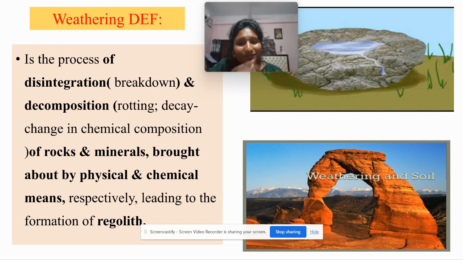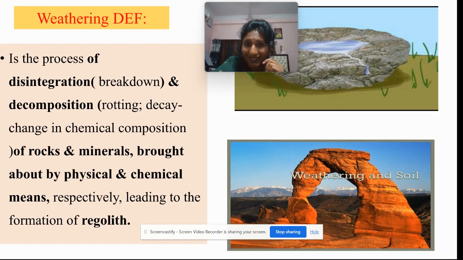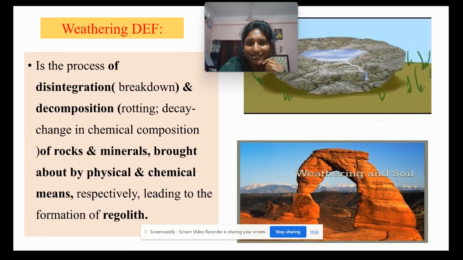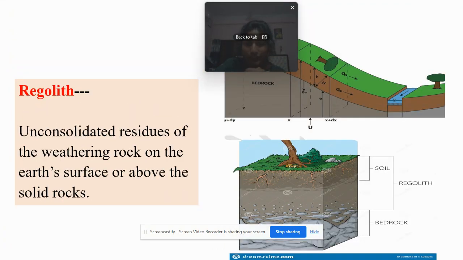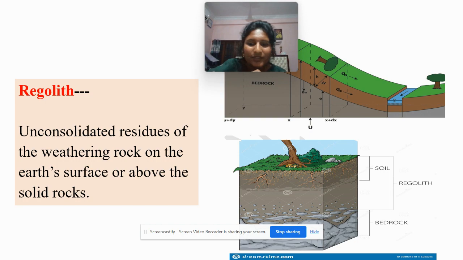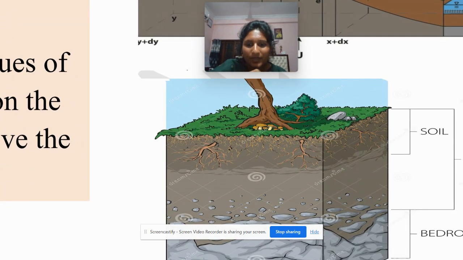Formation of regolith means, can anyone say what is regolith? Regolith is nothing but, see, upon the rock, the starting weathered portion. See the picture. The weathered portion above the rock. Can you imagine? Just imagine you are digging the soil. Below the soil, you find hard substances, rock. So the rock's topmost layer is called regolith.